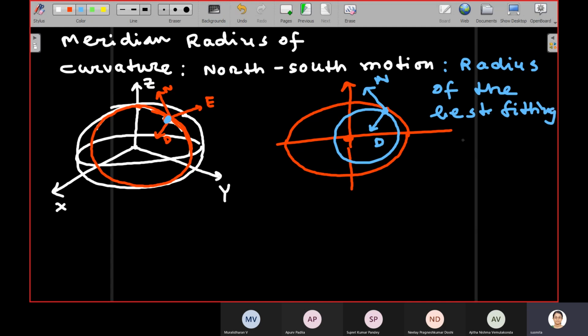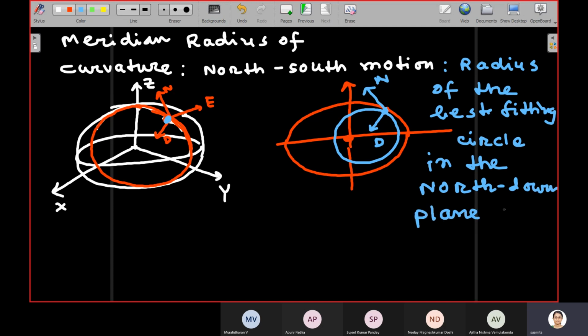So it is the radius of the best fitting circle in the north down plane of the ellipsoid at the point of interest.